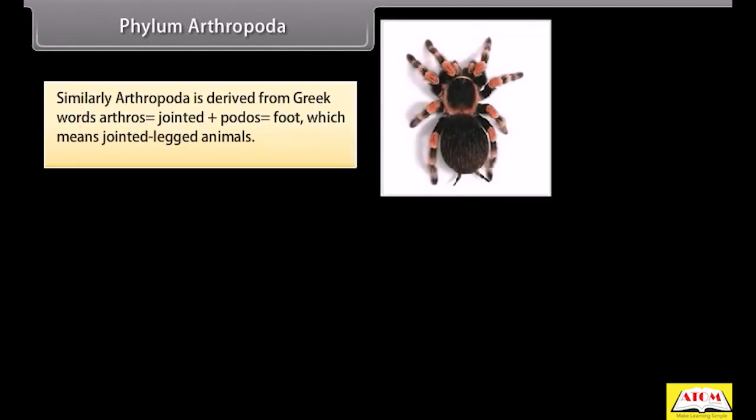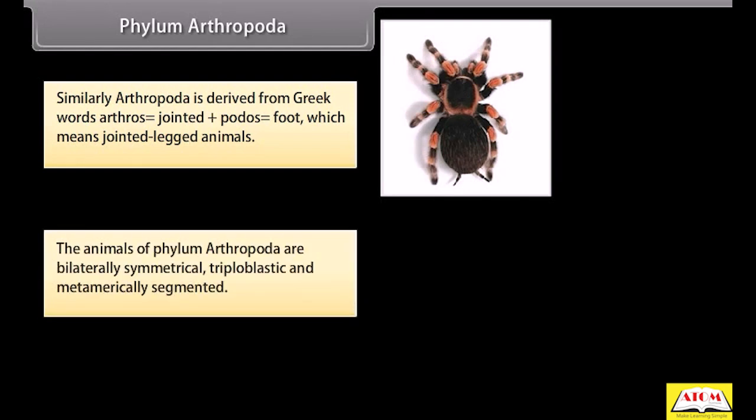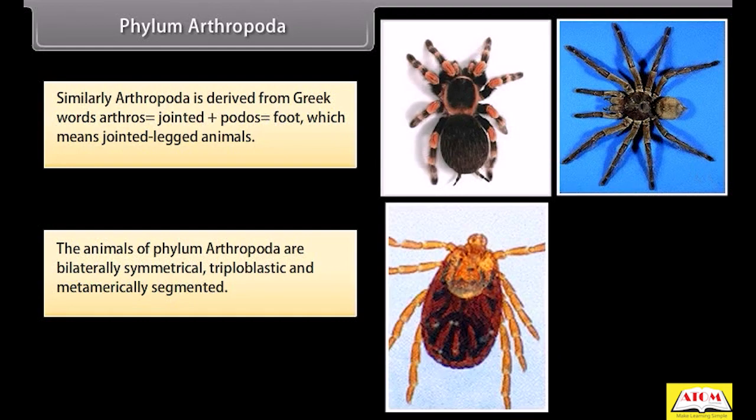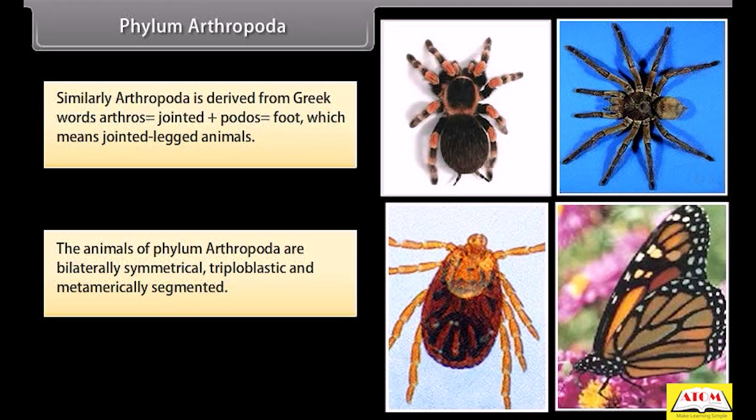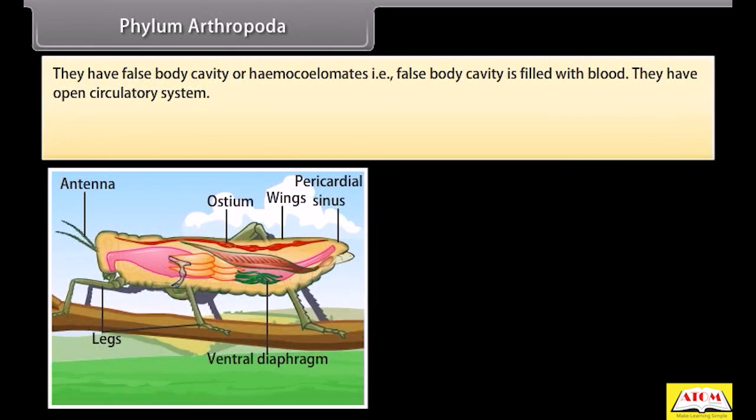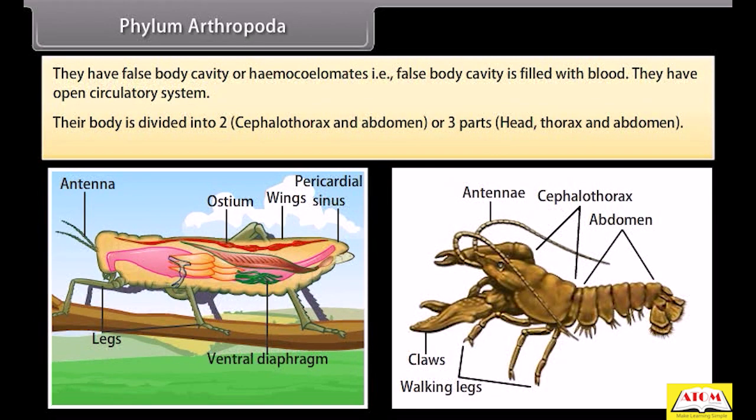Phylum Arthropoda. Similarly, Arthropoda is derived from Greek words arthros, which is jointed, plus podos, which is foot, which means jointed-legged animals. The animals of phylum Arthropoda are bilaterally symmetrical, triploblastic, and metamerically segmented. They have false body cavity, or hemocoelomates, that is, false body cavities filled with blood. They have open circulatory system. Their body is divided into two, cephalothorax and abdomen, or three parts, head, thorax, and abdomen.